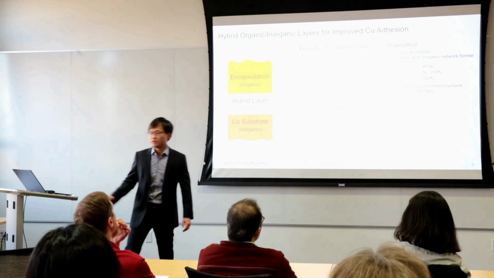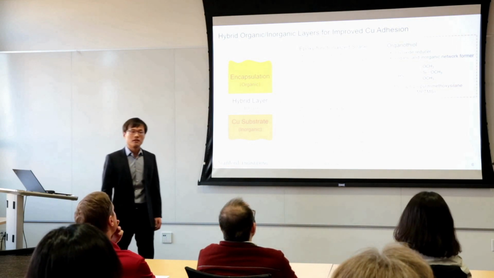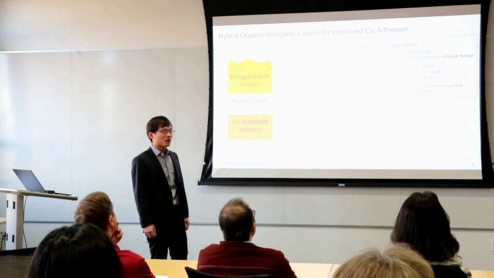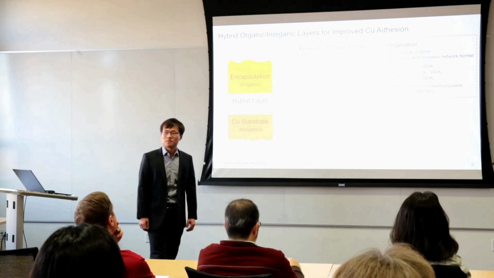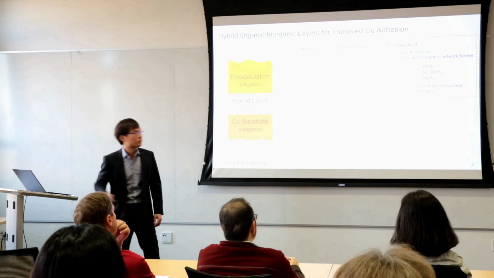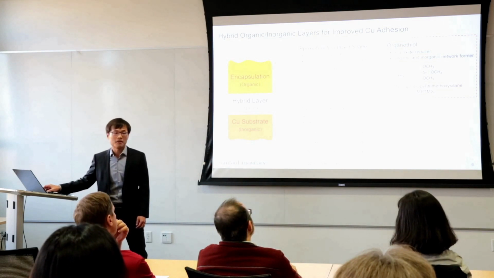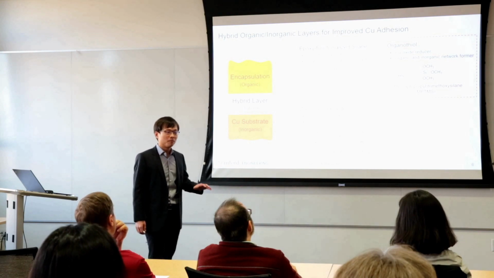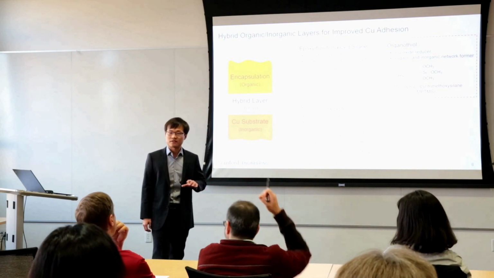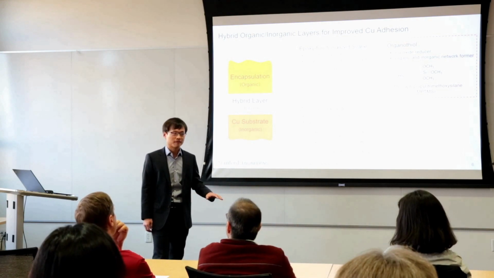What I want you to pay attention to is this molecule over here, the organosil. We chose this molecule specifically for its thiol function, which can not only reduce the copper oxide, but also form a strong bond with the underlying copper surface.